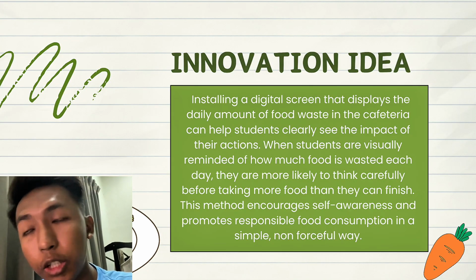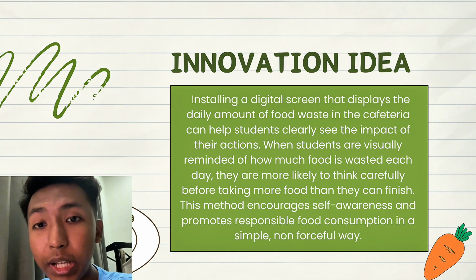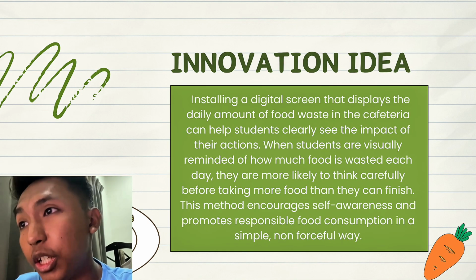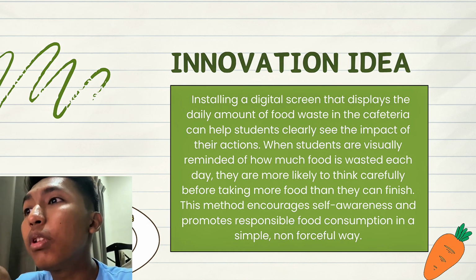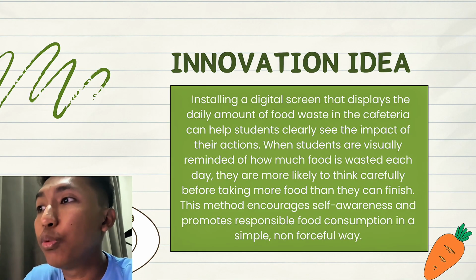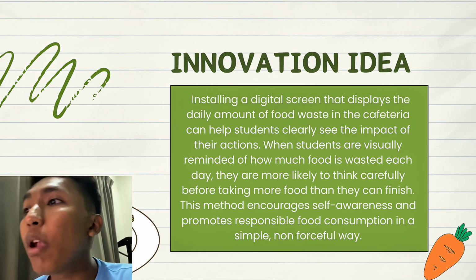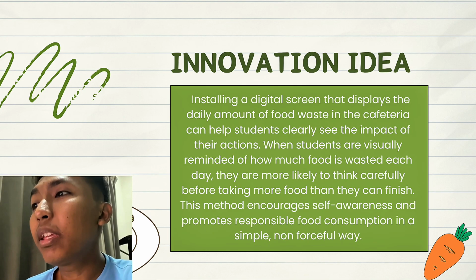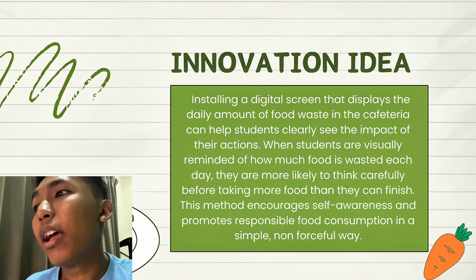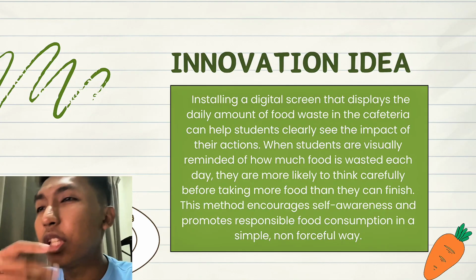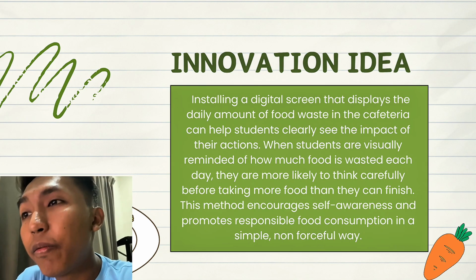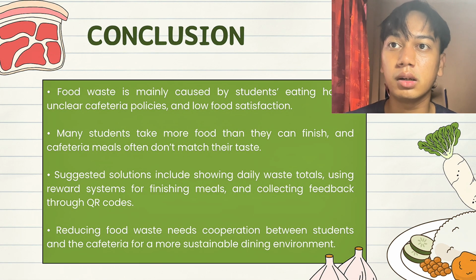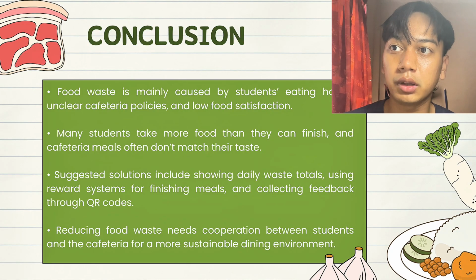Installing a digital screen that displays the daily amount of food waste in the cafeteria can help students clearly see the impact of their actions. When students are visually reminded of how much food is wasted each day, they are more likely to think carefully before taking more food than they can finish. This method encourages self-awareness and promotes responsible food consumption in a simple, non-wasteful way.